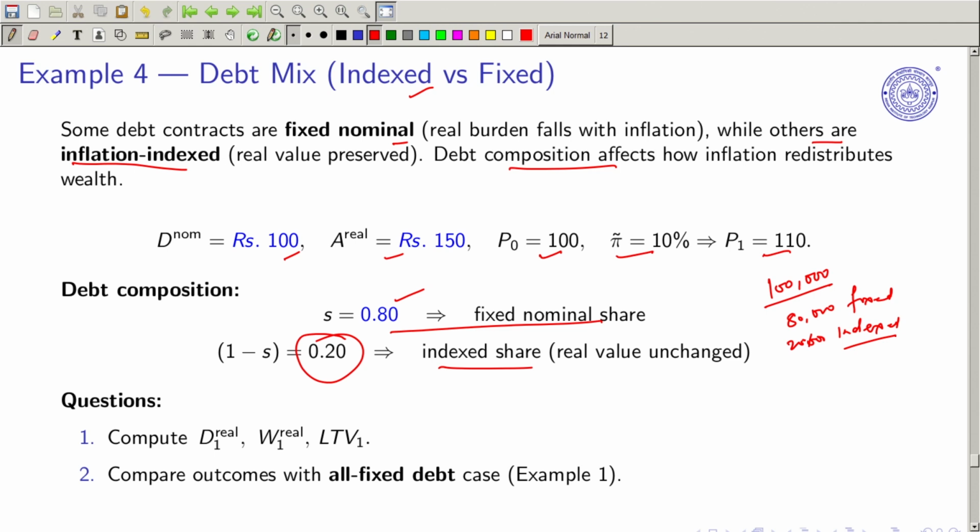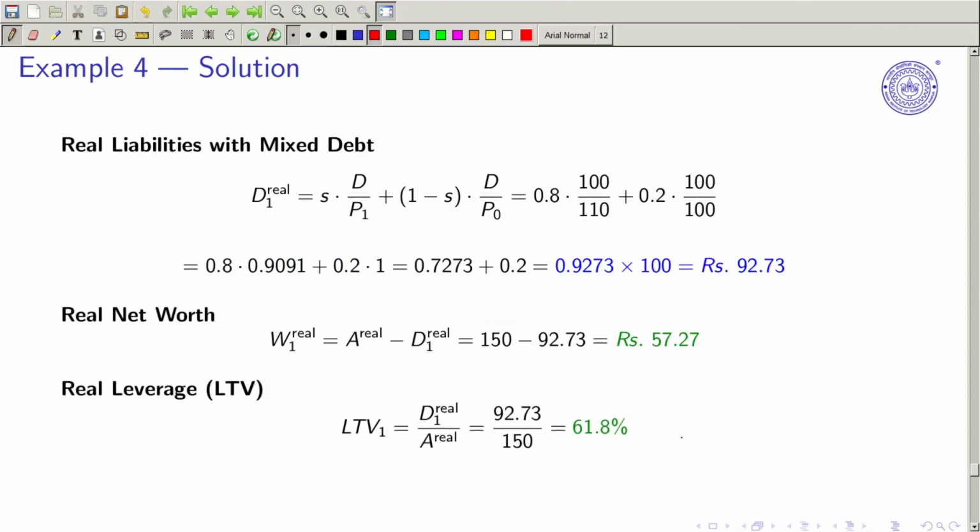Now compute D1 real and also W1 real and loan to value 1, right? This is what it implies. And compare outcomes with all fixed debt. Here if we go for solving, S is 0.8 as fixed, 0.2 as indexed. If we just solve this, D1 real comes out to be around 92.73. How much is the real wealth change? You can see it is 57.27. How much is the real leverage changing? It is 61.8%, right? So this is what it implies with respect to the example 1 that I have.